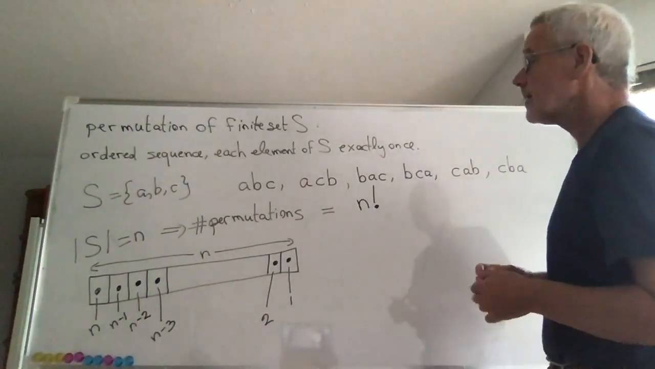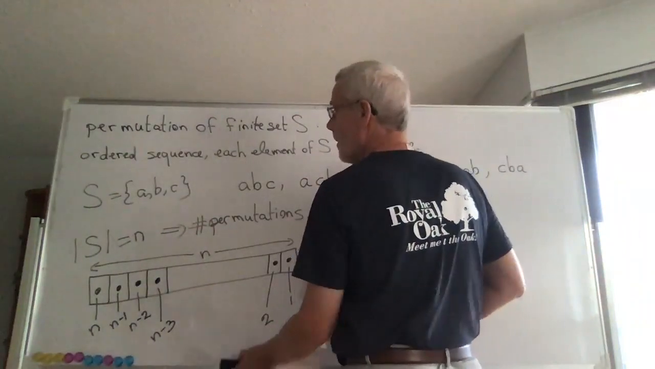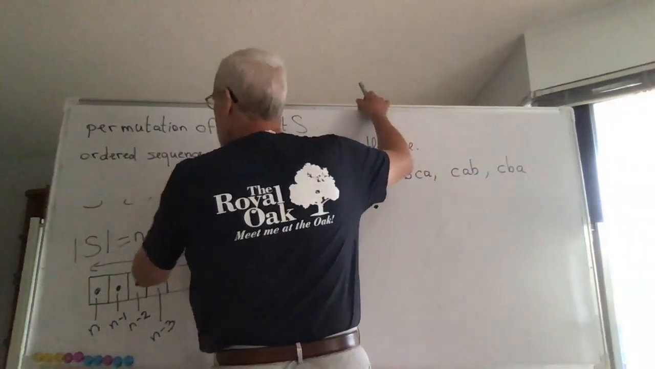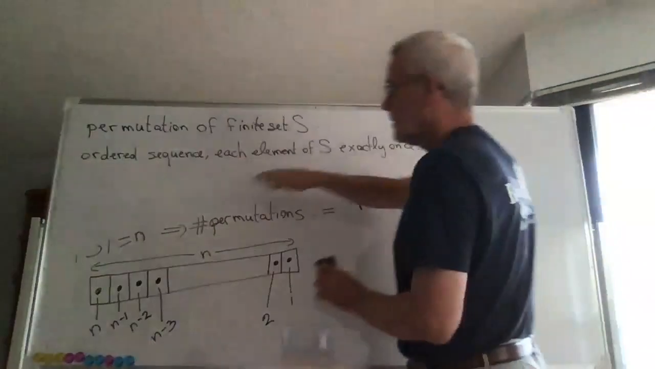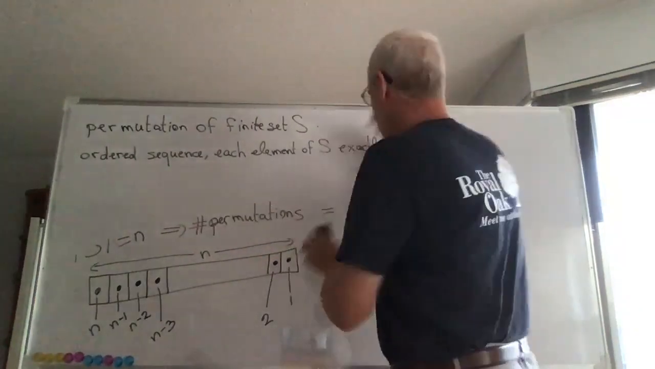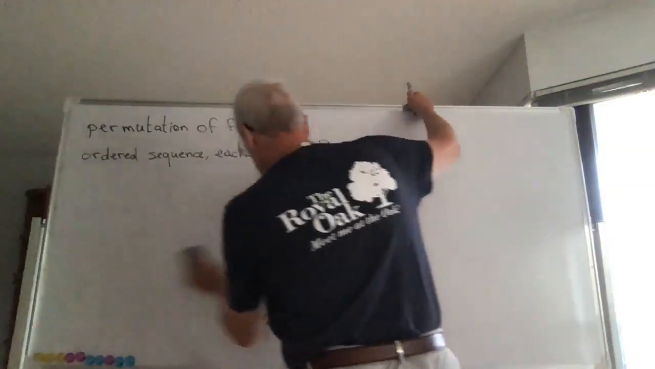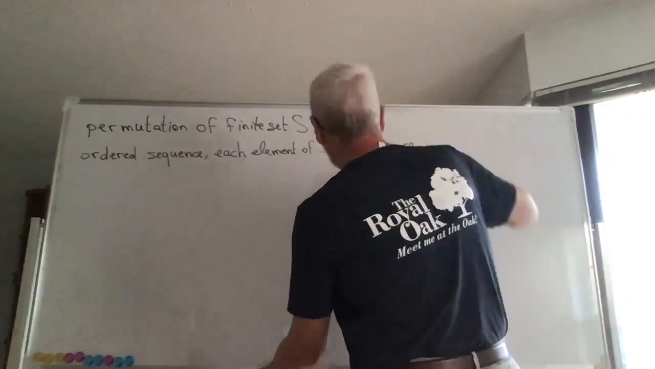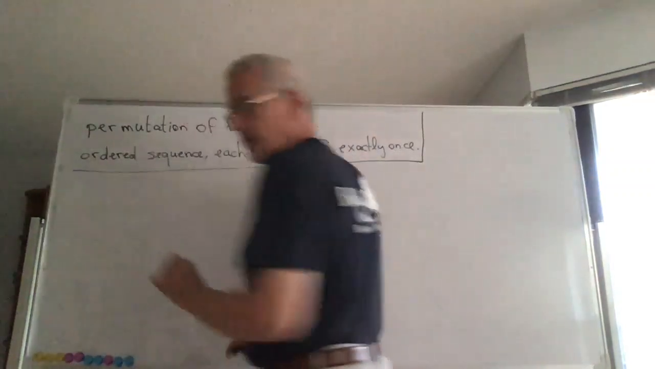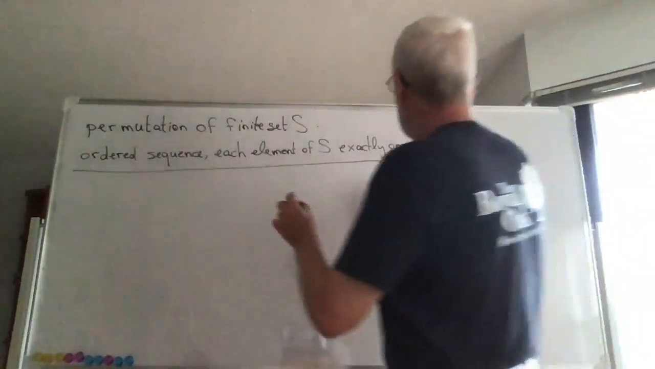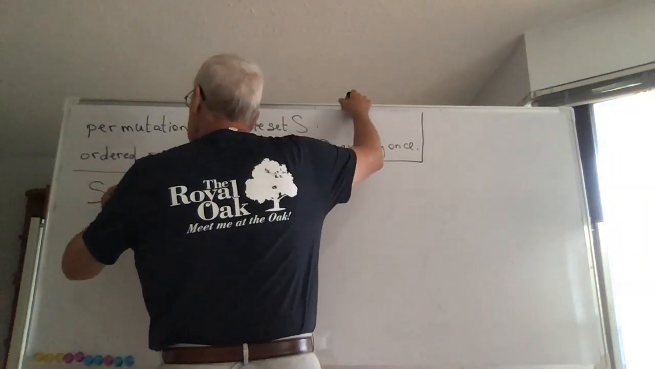Okay, so this is the notion of a permutation of a set. And keep in mind, when you talk about permutations, there is an order. Okay, so the next thing that we need, let's say we have a set of size 5.